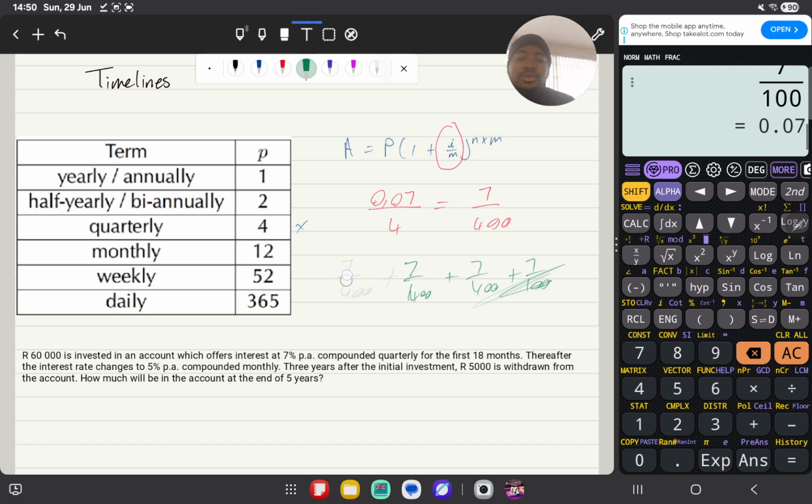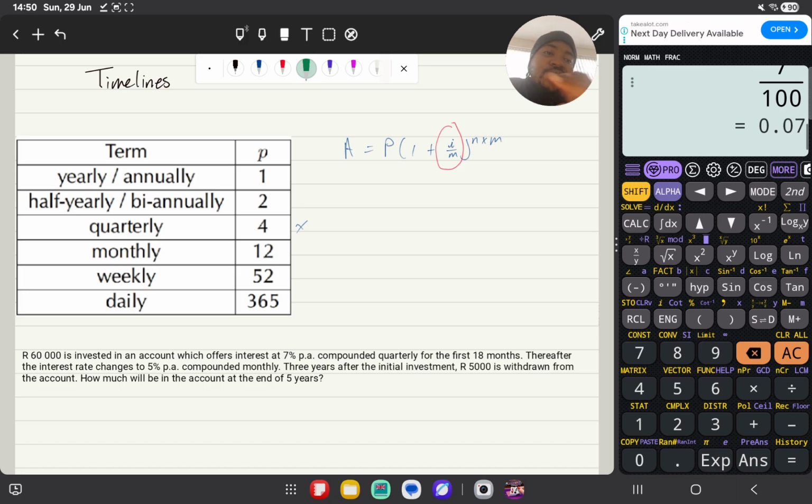What's very important is knowing how to apply these things, but also knowing what each part means and why, because sometimes when you understand the code, the rest becomes so easy, right? You see this part here, n times m: that's how many times our interest got compounded.